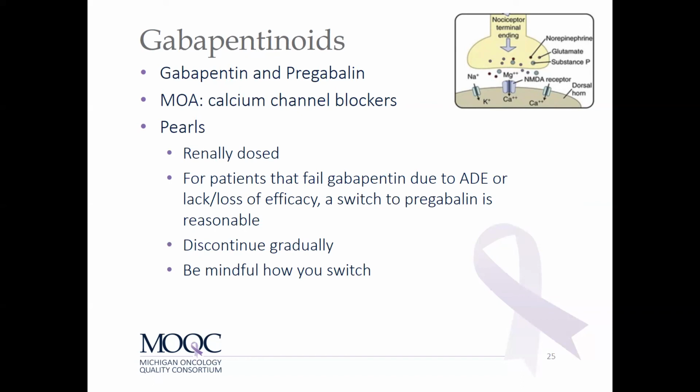for patients. You do need to discontinue these gradually because withdrawal syndromes have been associated with seizures. And be mindful of how you switch. So if you have somebody on high doses of gabapentin, you may want to taper them and then switch them over to pregabalin because of that seizure risk. There is also a study of direct switch, meaning stopping one and starting the other. We generally do that on patients that are on lower doses.